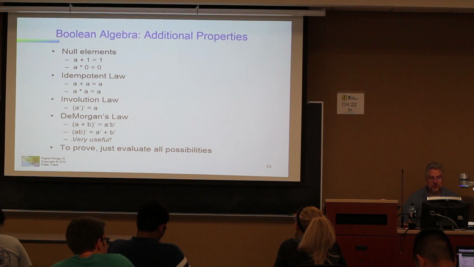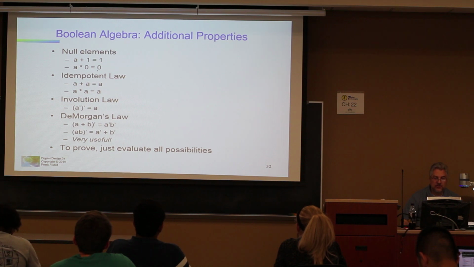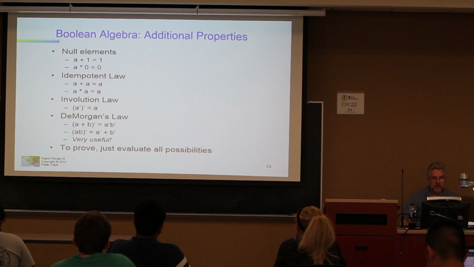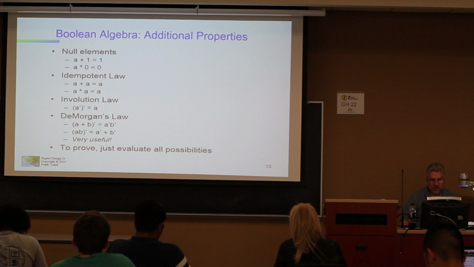There are some other additional properties. Null elements: A and 0 is 0, A or 1 is always 1. Did we have that earlier? No, we didn't. Idempotent: A plus A is A. I should say A or A is A, and A and A is A. Involution: A prime prime. So you're taking a not of a not, right? We've seen that a little bit earlier.